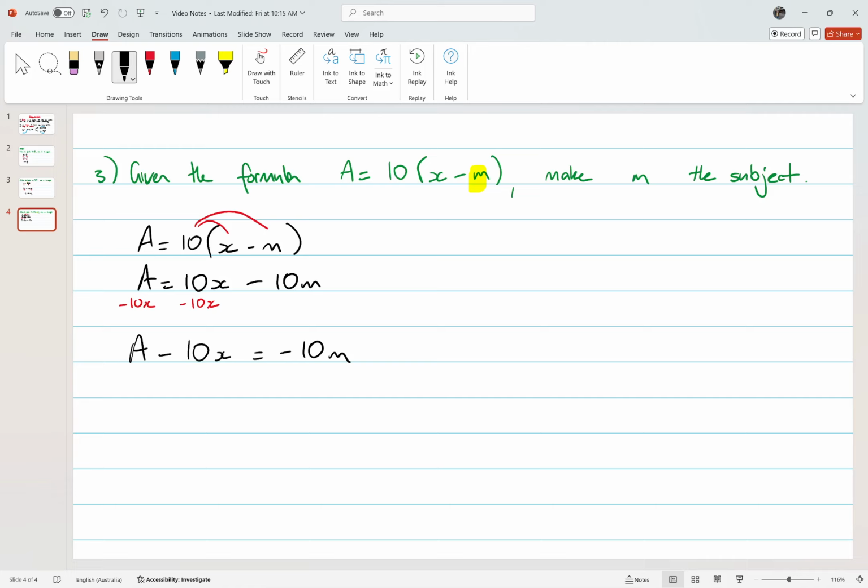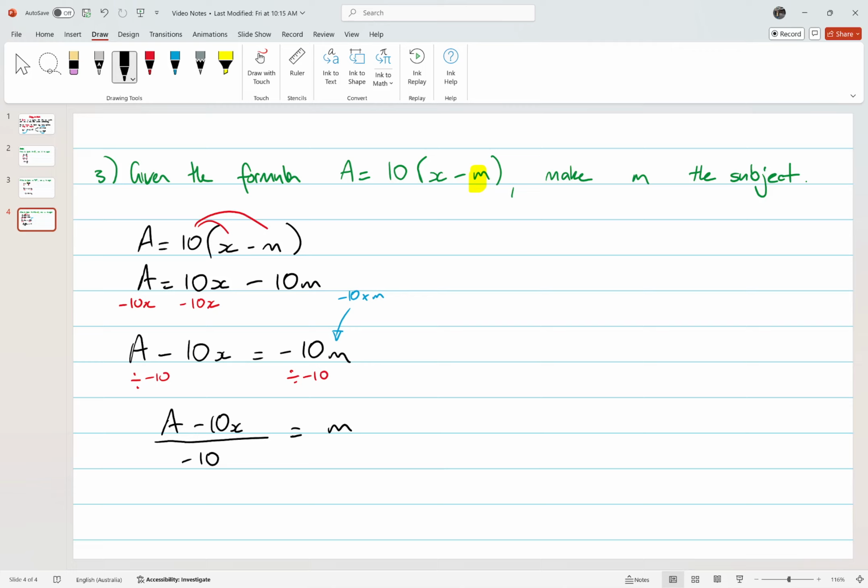And then lastly, I want to get rid of this negative 10. Remember, this is saying negative 10 times m. So the opposite of timesing by negative 10 is dividing by negative 10. So if I divide this, I would also divide this by negative 10. So I would end up with A minus 10x all over negative 10, and that equals m. And now I've rearranged the formula to make m the subject. It looks a lot more messy than the original formula, but now we have m by itself.